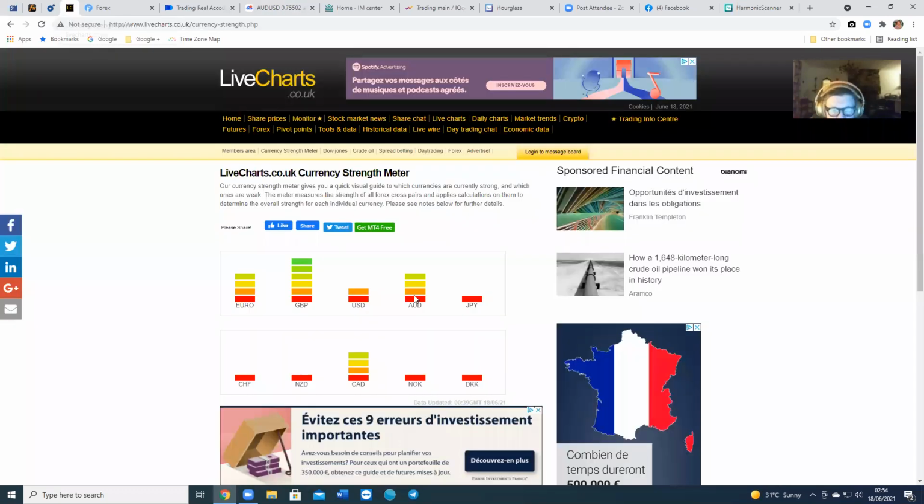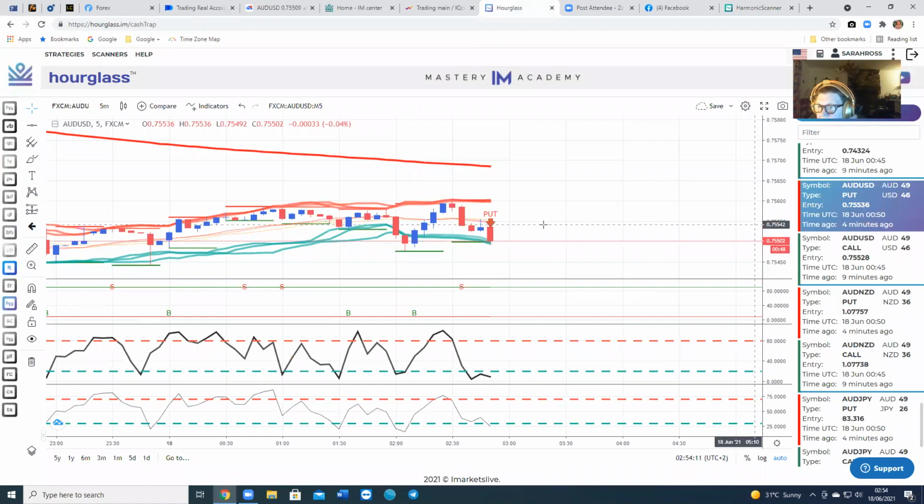On our currency strength meter, still got it stronger than the US dollar. HourGlass is saying a put, so that's giving us a pullback. I'd like it to stay down in this area. It's right on that quarter point and then give us a put. I want it to hold this line of support.